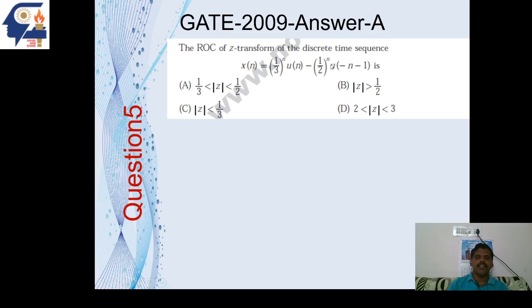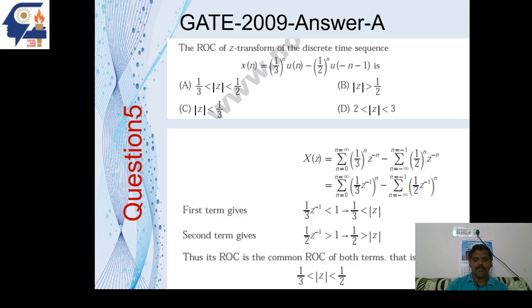If it is non-causal, its ROC is mod Z less than mod A, where mod A is 1 by 2. So check which option will satisfy these two conditions: mod Z greater than 1 by 3. Check this one. We will see the multiple choice. We will see this step by step.